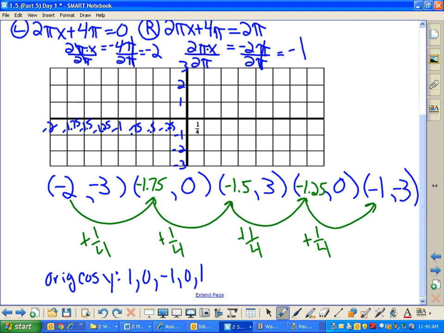So if I plot my points, I have to plot the point first, -2, -3. So over -2, down to -3. The corner right there. -1.75, comma 0. -1.5, comma 3. -1.25, comma 0. And -1, comma -3. So there's your cosine curve. It's just upside down.